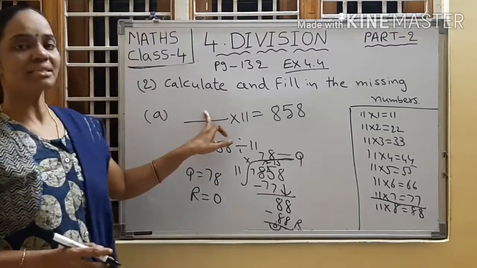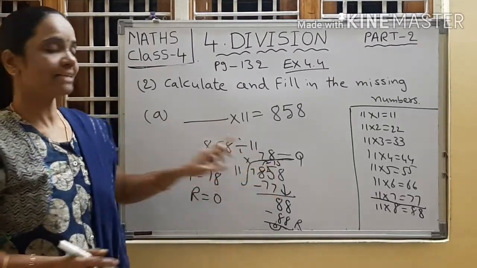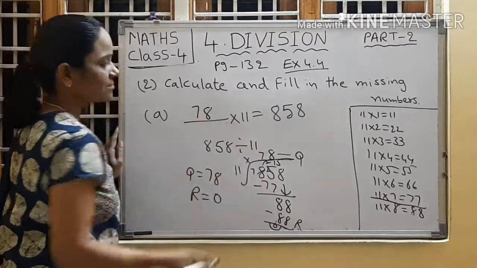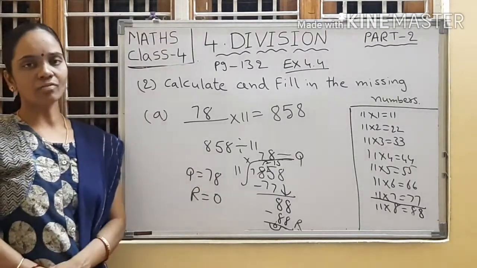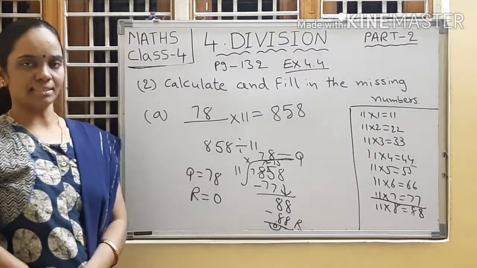So now what is that missing number? Quotient 78. So write down the missing number. Have you understood, children? Please note it down. I want to take another example.